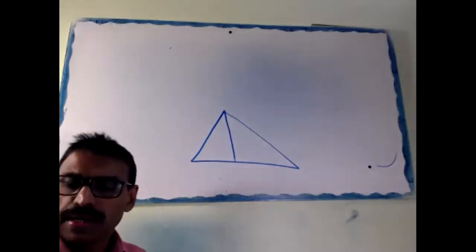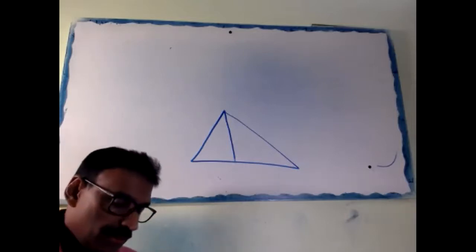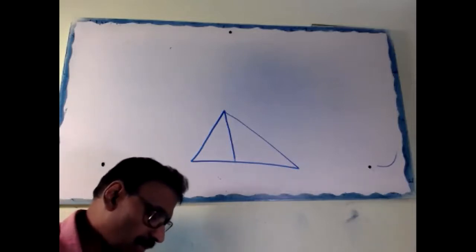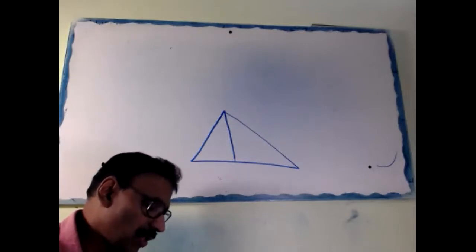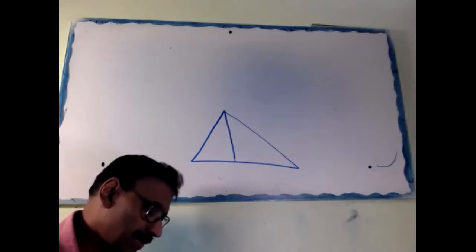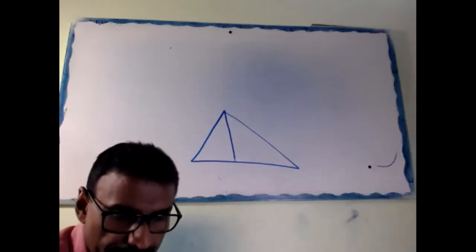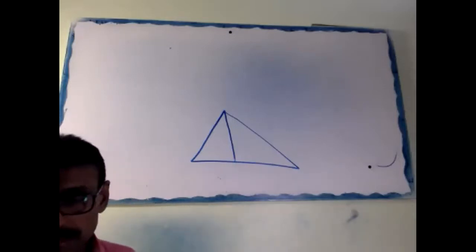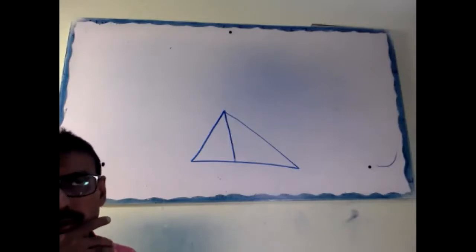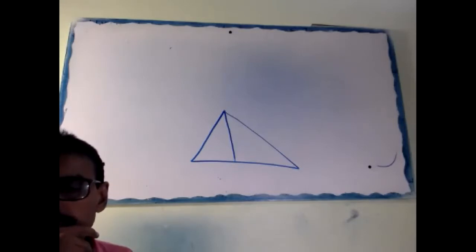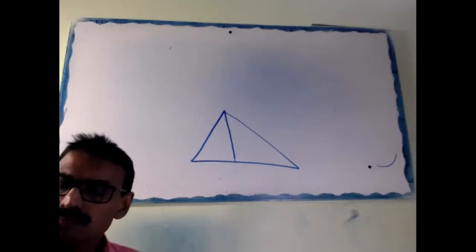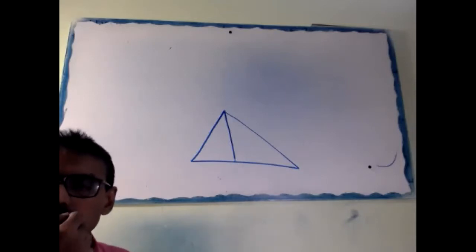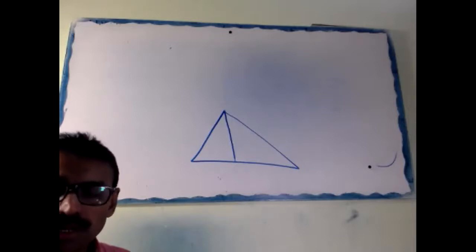Second point: in an equilateral triangle, altitude, orthocenter, incenter and circumcenter coincide. Clear or not? Is it okay? Are you okay or not? So only in an equilateral triangle.